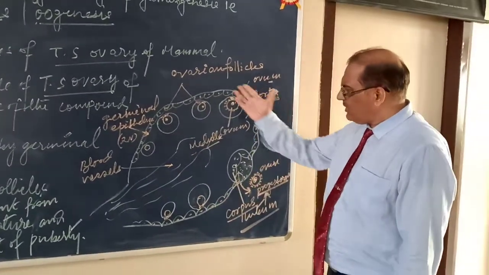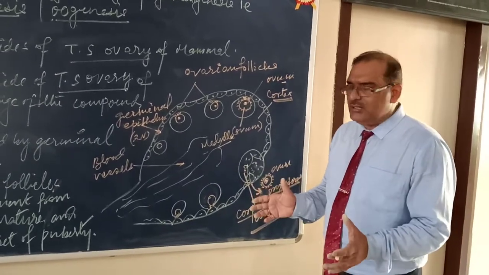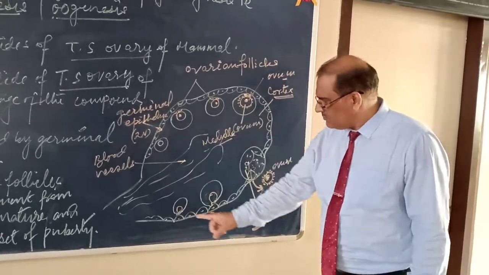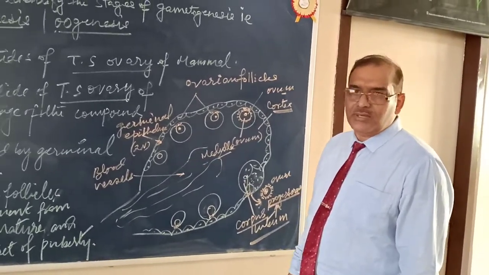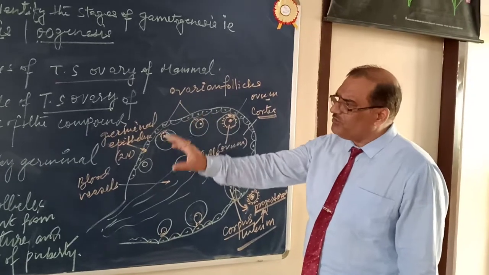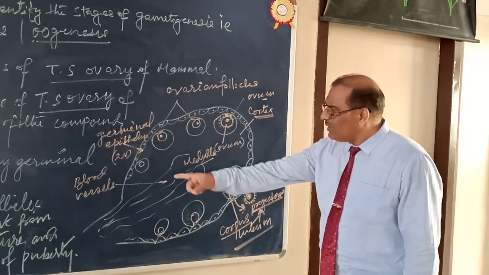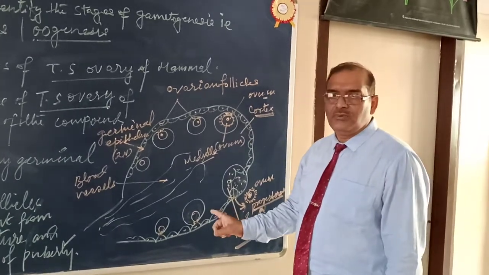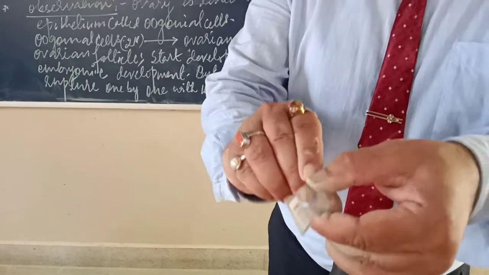This structure you will see when you focus the slide on the microscope. You will find this structure. This is the TS of ovary of man. Okay, the theory part, you have to write the points, procedure, materials required, observation, and then you have to draw the labelled diagram also. Okay, that's all.